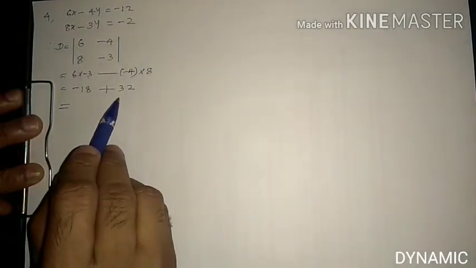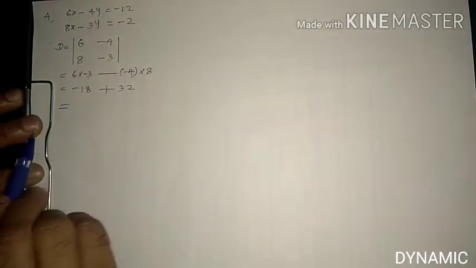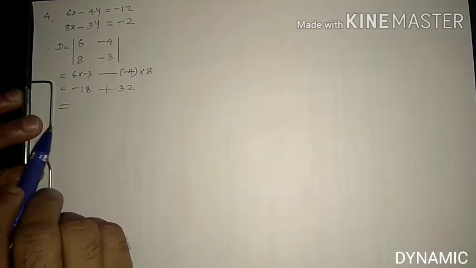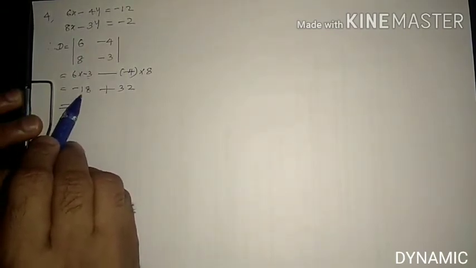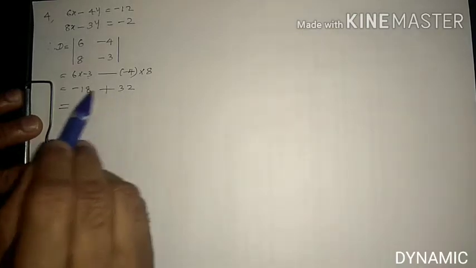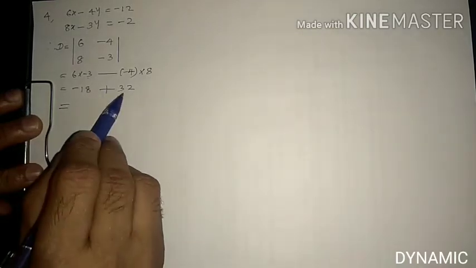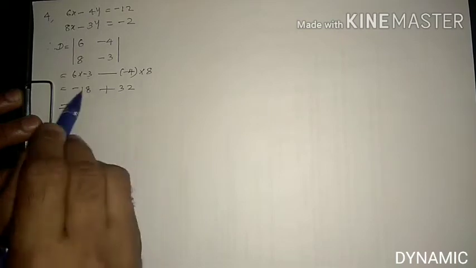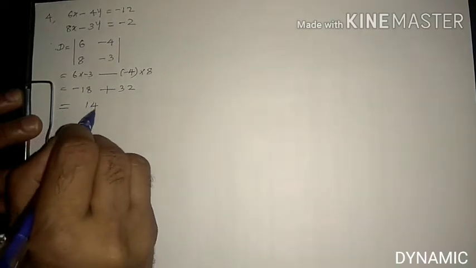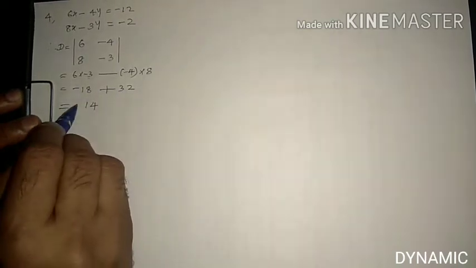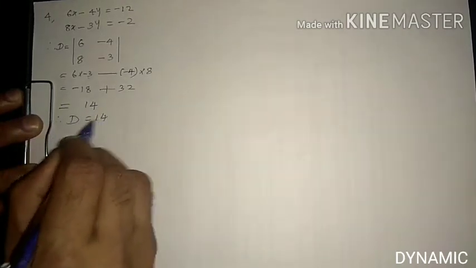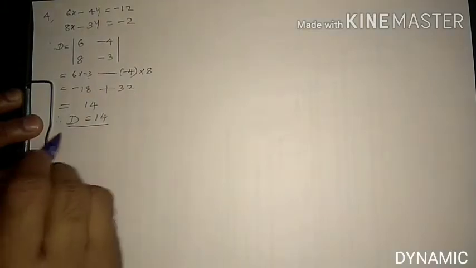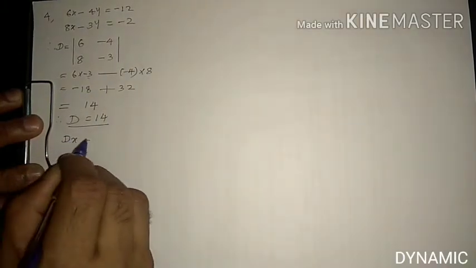Now, 32 minus 18. What do we do here? We make this as 20, add 2. The same to add here also. Minus 20 plus 34, then 34 minus 20, 14, plus quantity, plus we write here. Therefore, D equal to 14.